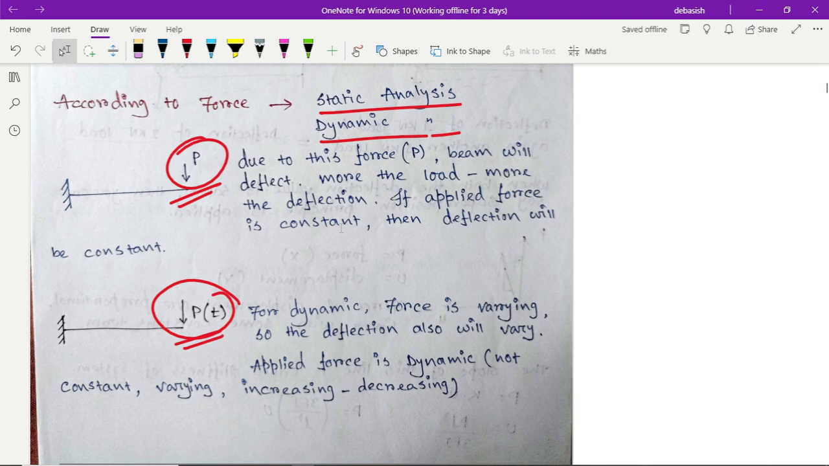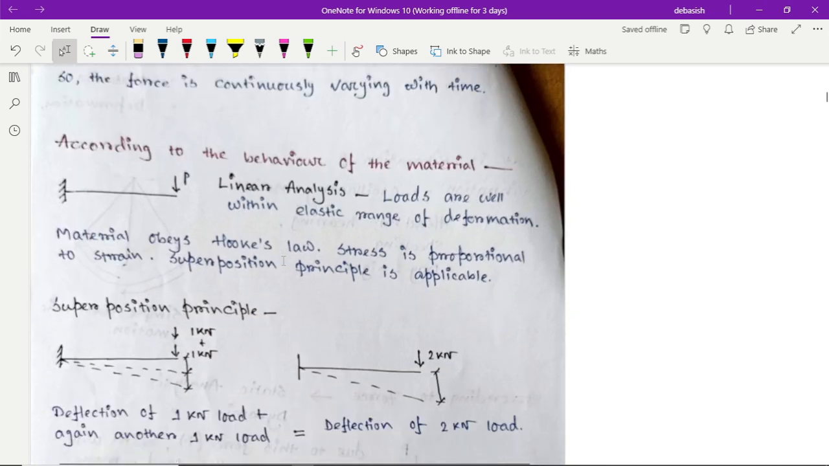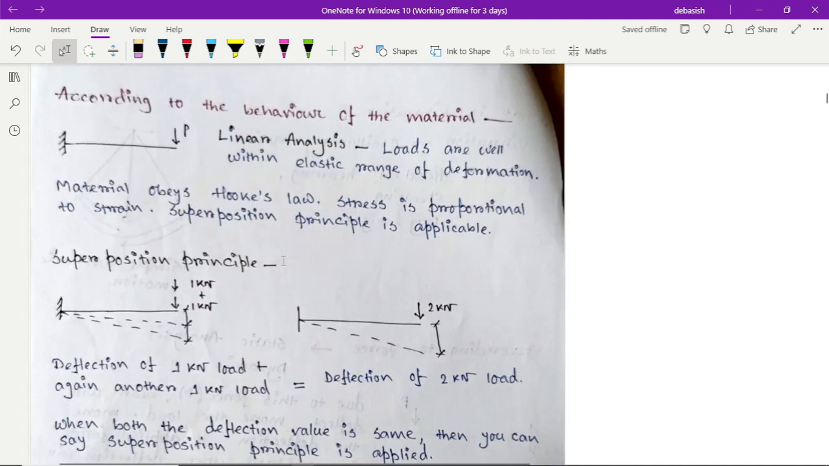But forces such as earthquake forces or wind forces are not fixed at all. Those forces are always dynamic, always changing with respect to time. Those forces create some vibrations, some harmonic motions. So the analysis related to these forces will be the dynamic analysis. And the next one is the classification of analysis according to the behavior of material.